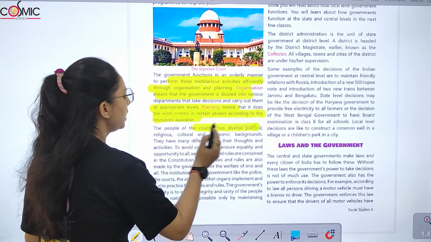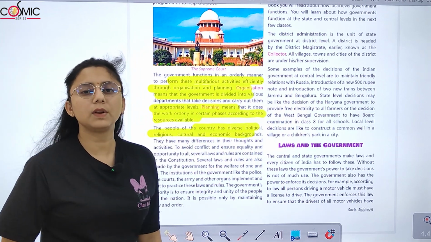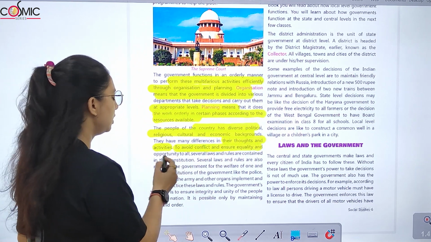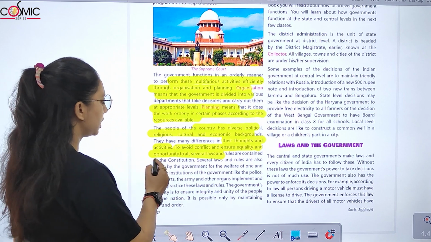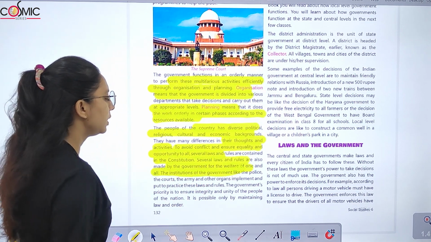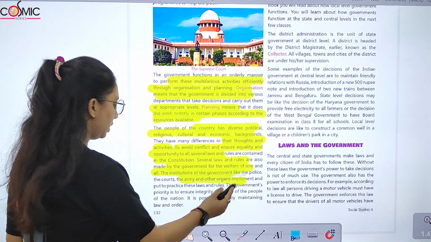So the people of a country have diverse political, cultural, and economic backgrounds. They have differences in their thoughts and activities. The government avoids conflicts and ensures equality and opportunity to all. And several laws and rules are contained in the constitution, right? And the institutions of the government are like police, court, army and other organs.